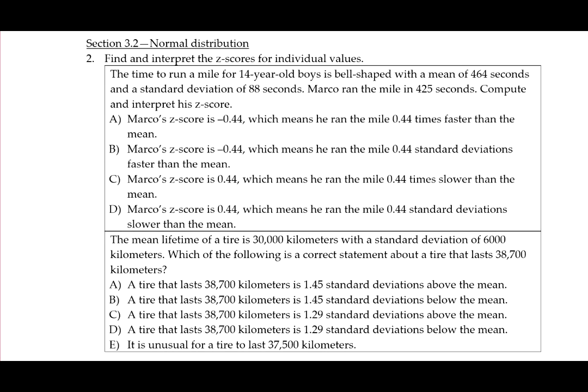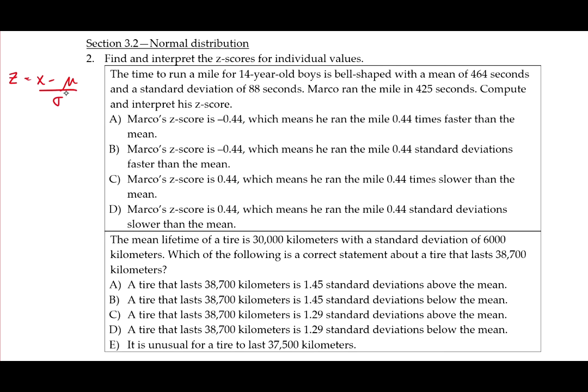The second learning objective from section 3.2 is to find and interpret the z-scores for individual values. Let's first write out the formula for a z-score. It is z equals x minus mu over sigma. Let's look at an example.